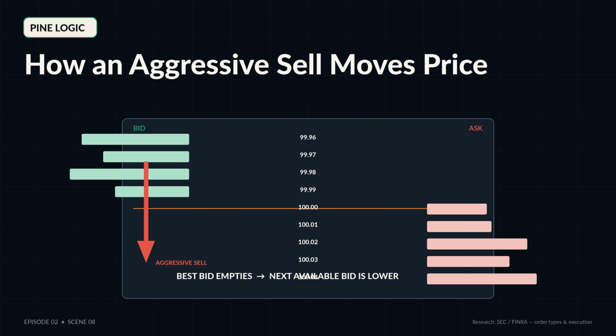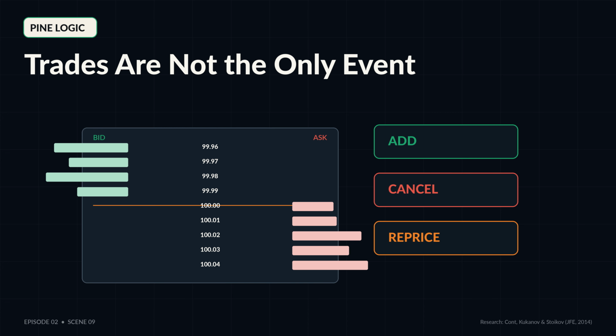Orders can also be added, canceled, and repriced. An offer can disappear before anyone buys it. A bid can vanish before anyone sells into it. Research on limit order books shows these events matter to short-term price changes, not just completed trades.